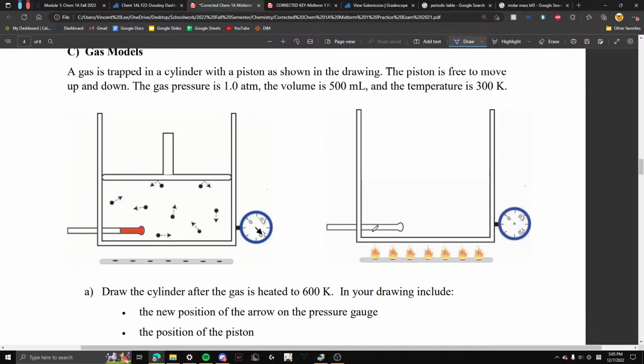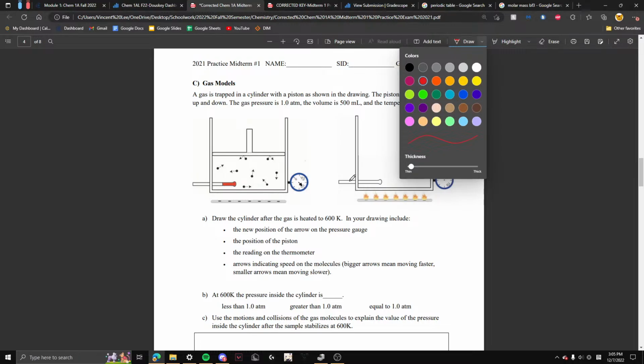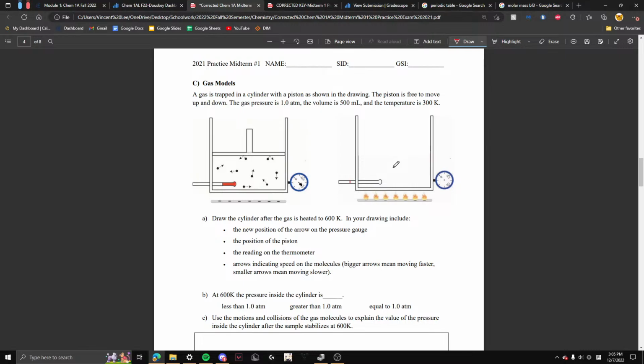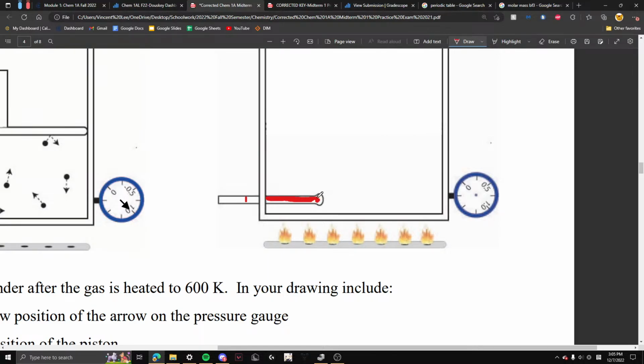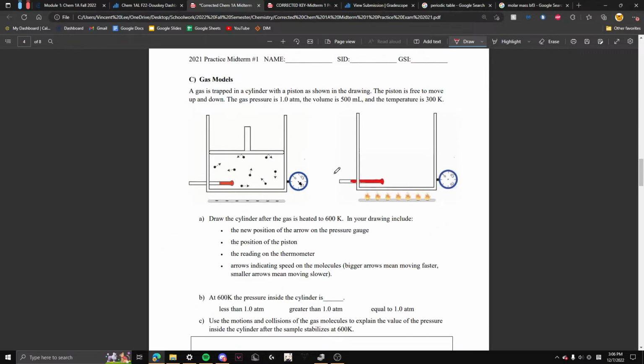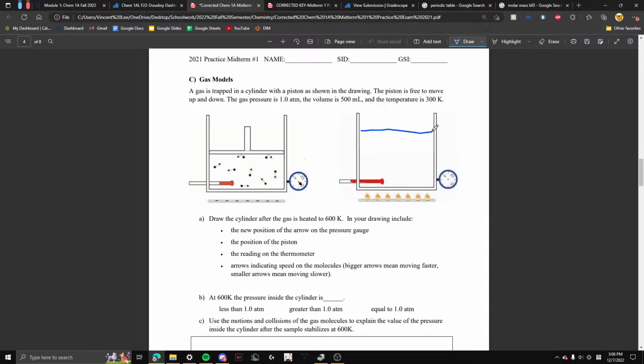Okay. This one, I think this is just PV equals nRT. So after the gas is heated to 600 Kelvin, it would be up here, right? Because they heated it up. Yay! I'm an artist, guys. Look, I'm so good. So it would be up there because we heated it. So that's firstly. The position of the piston would be up here because it started at 300, so we would expect the piston to double. I need to draw it higher. You'd expect the piston is up there.